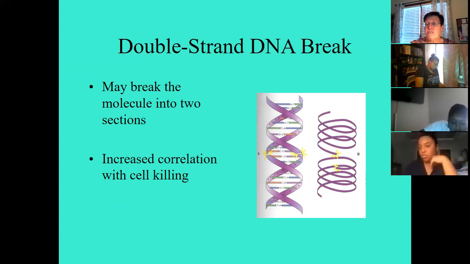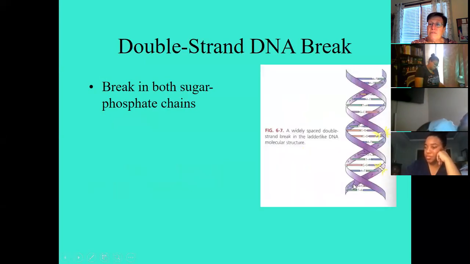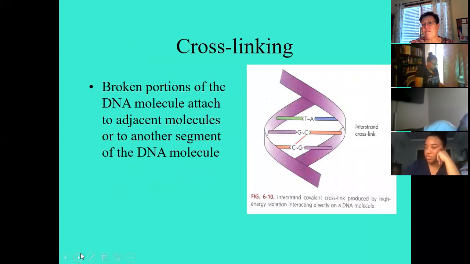So there is an increased correlation with cell killing if the double strand break is at the same level and the molecule splits into two pieces. If they are at separate levels, such as shown here, they're usually treated as single strand breaks and are of little consequence. The next thing we have, or the next type of damage, is called cross-linking. Now, those chromosomal proteins are sticky.